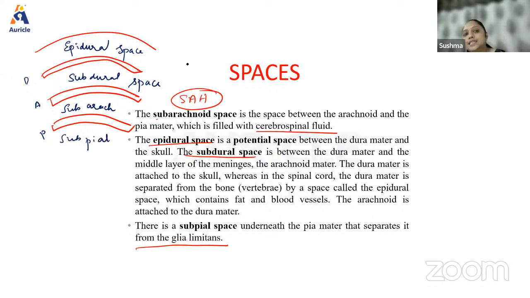Any injury can result in accumulation of blood across all these spaces. In the epidural space, it is called epidural hemorrhage. In the subdural space, subdural hemorrhage. In the subarachnoid space, subarachnoid hemorrhage. Subarachnoid hemorrhage is when there is, let's say, a rupture of an aneurysm, Berry's aneurysm, and so on. SDH is seen in elderly people. EDH is seen in accidents mainly.